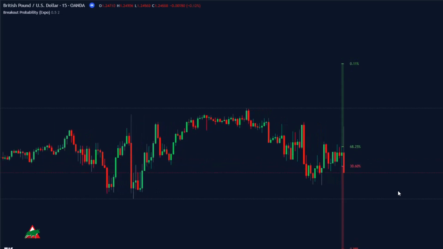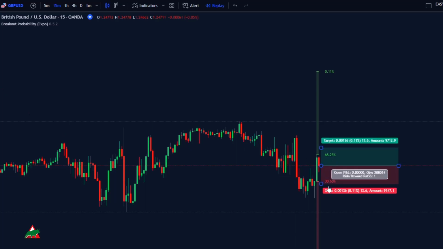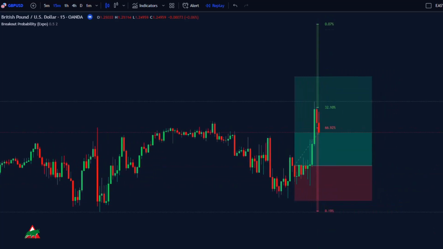The third way to use the indicator is by using the levels for your stop loss. For example, if the chance of the next candle reaching a certain level is only 0.1%, we can place our stop loss at that level. We can use that information to our advantage when entering into a position.